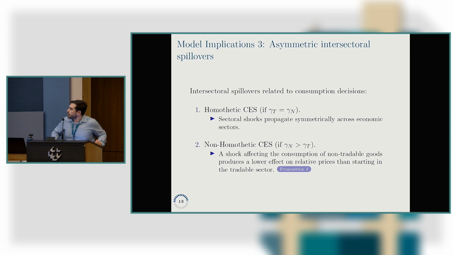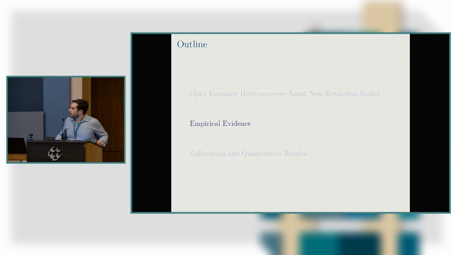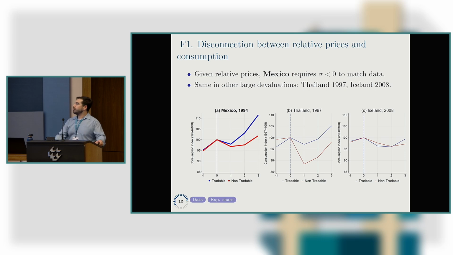Finally, the third model implication is that under this setup, when we have different income elasticities, particularly a higher non-tradable income elasticity, there is an asymmetric spillover across economic sectors. Particularly, when the shock starts in the tradable sector, the non-tradable sector is more affected. Now let me show you some empirical evidence.